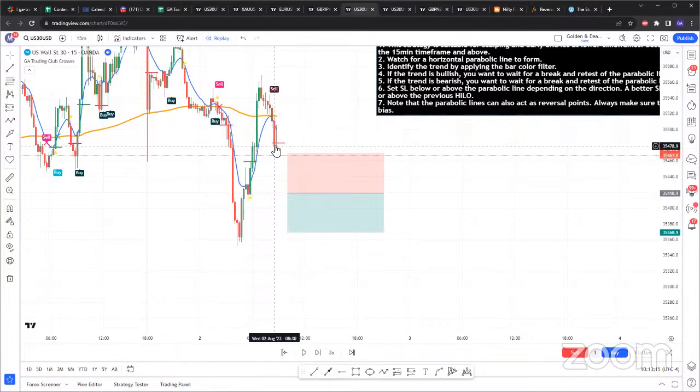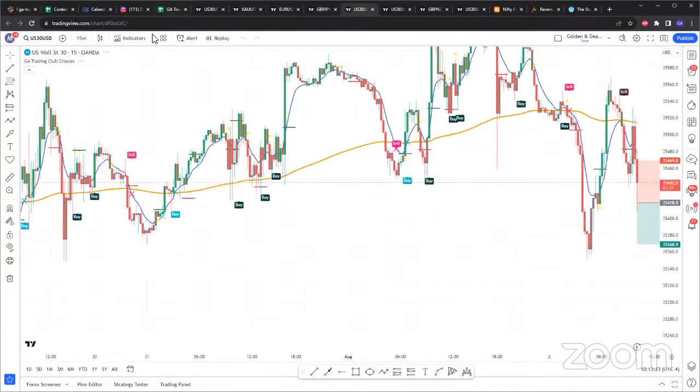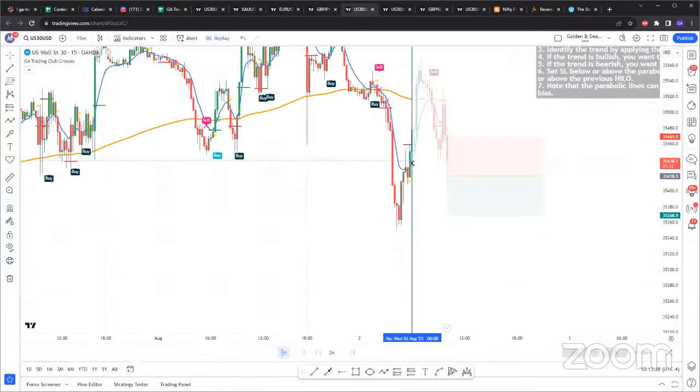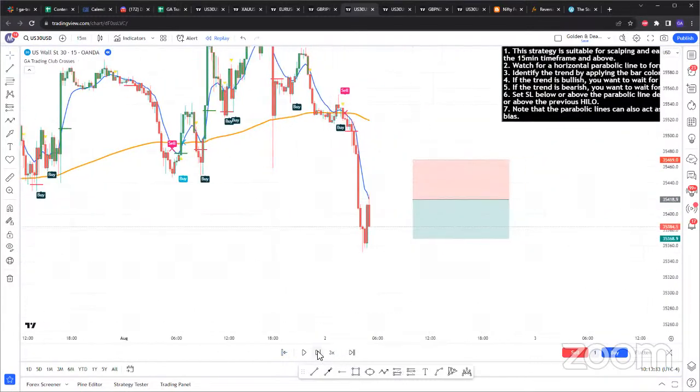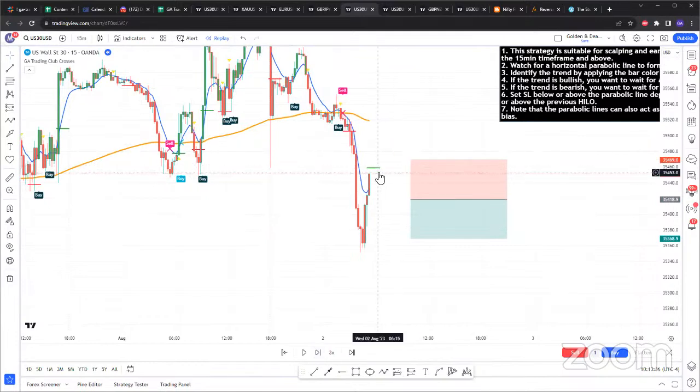So for example, let me see, the green one was the best example. Let me close this one out. So the green one, right here, replay. Let's use this green one. If I play this, you see how the green one is showing up. So again, how you interpret this is, if you're using this as a buy, wait for the trend to change to be bullish and then buy at the break and retest of this parable. So it will always show up this way.